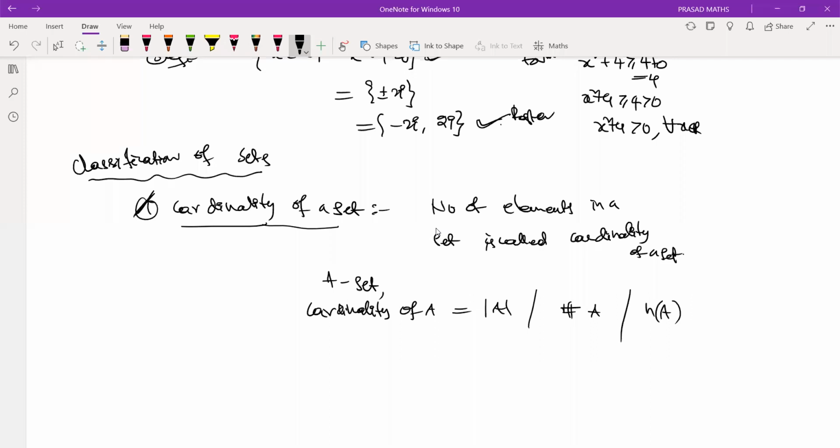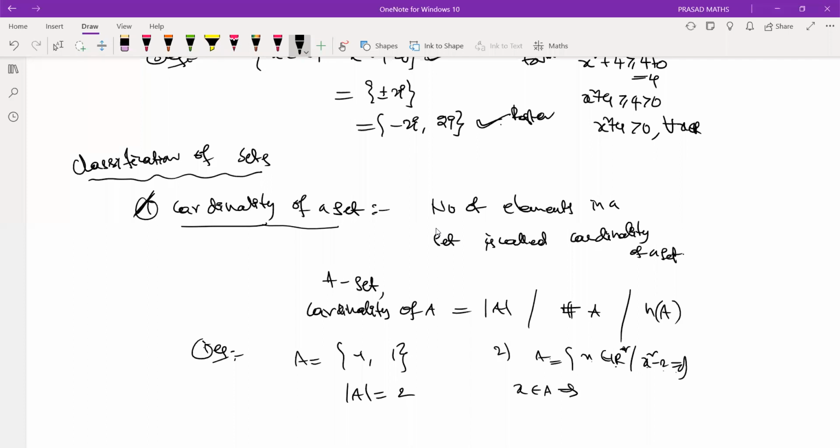Suppose you take my example. Suppose A equals {-1, +1}. What is the cardinality of this? Number of elements. How many elements? 2. Suppose my set is the set of all real numbers such that x square minus 2 equals 0. What is the cardinality of this? 2, right?